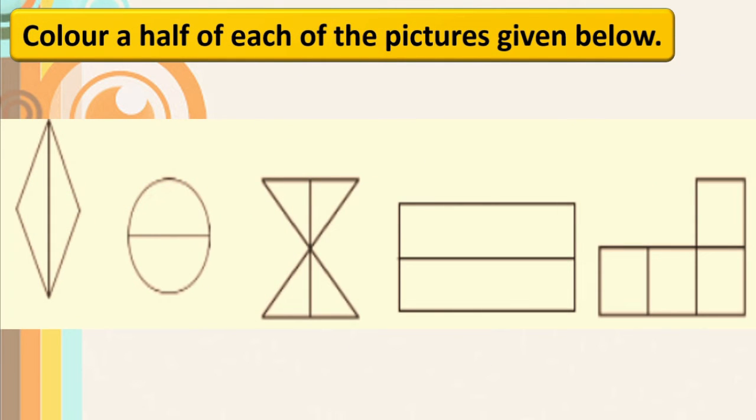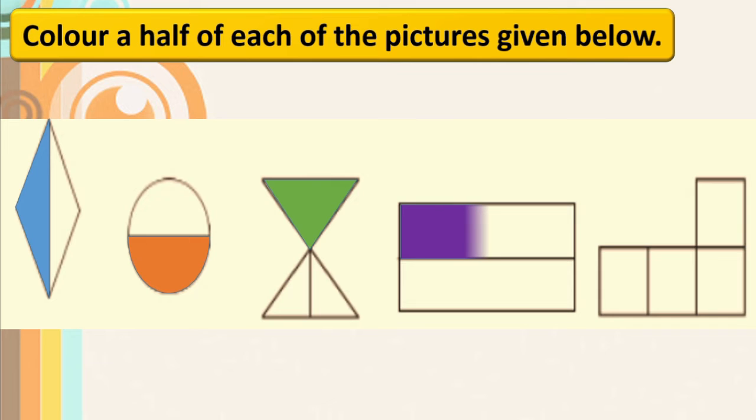Color a half of each of the pictures given below. See here, so many pictures are given. We will color half of this portion. First one, we will color with blue. See here, half portion. This is in your textbook. Please try to color them using the color pencil. Please observe how we are coloring the half portion. Yes, and these pictures are exactly divided into two parts.